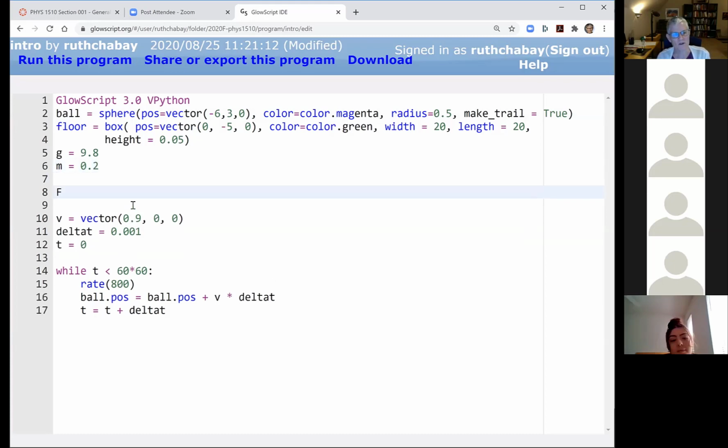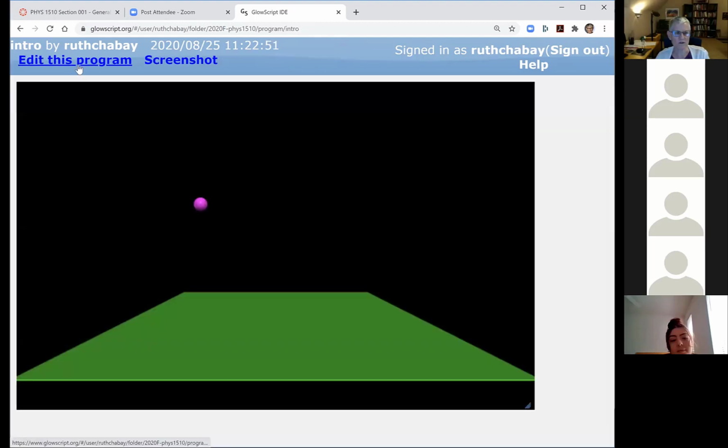And now the force, well, force has a direction and a magnitude, so it's a vector too. There's a 0 in the x direction. In the negative y direction, it's m times g, and in the z direction, it's 0. Now we put in this force, but again, the computer doesn't know what to do with it, so it's not going to do anything.